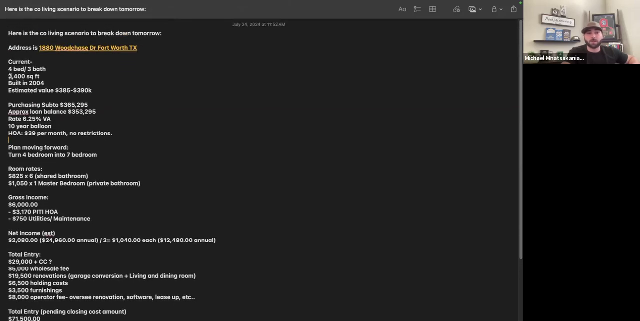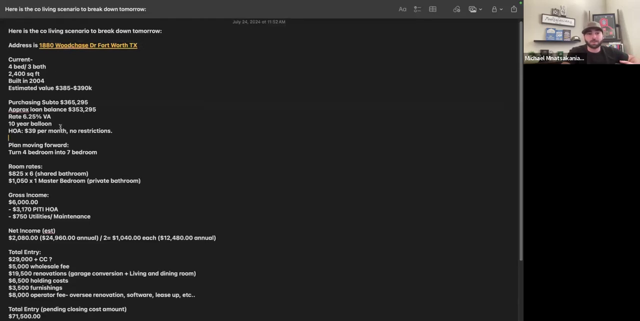That could be feasible depending on the layout of the property at 2,400 square feet for a 7-bed, 3-bath. It's going to be tight, right? You're taking all your living rooms and all that out to make it happen.